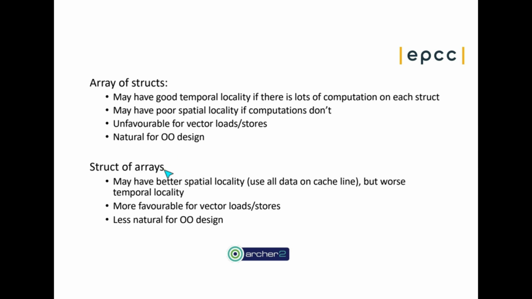On the other hand, if we go down the structure of arrays route, okay, it might have some better spatial locality, because if we loop through the arrays, then we're going to use all the data on the cache line, but the temporal reuse may be worse. Okay? So it depends on whether the spatial locality or the temporal locality wins out, and that depends on the pattern of the memory accesses and the computations that you're doing. So in general, you cannot say that one of these is better than the other.